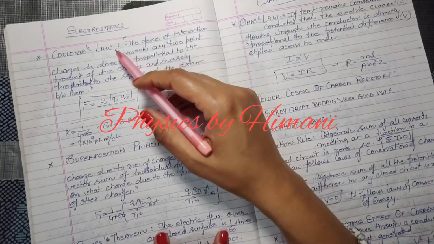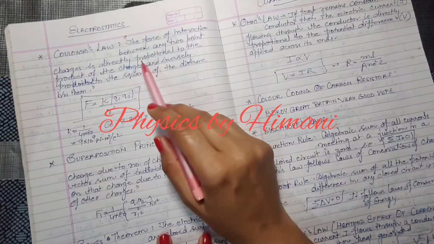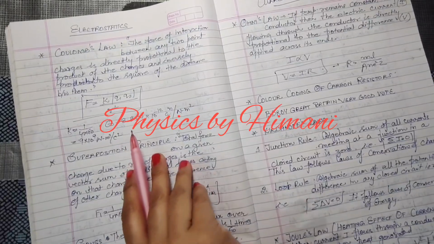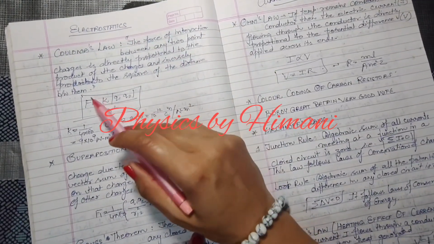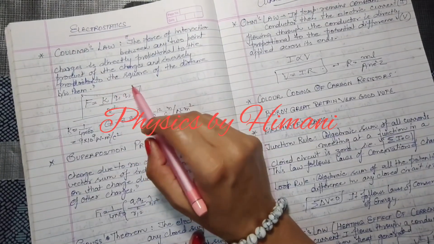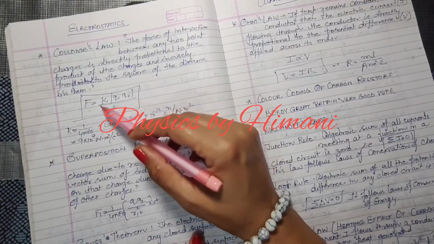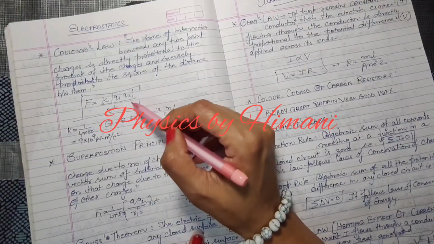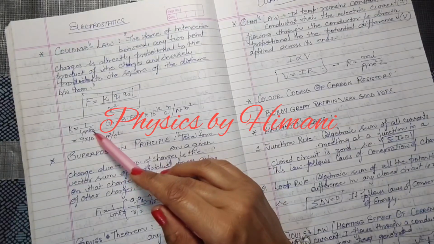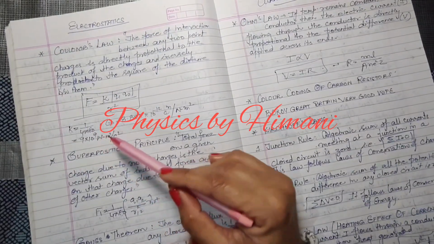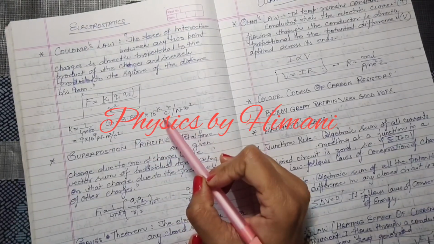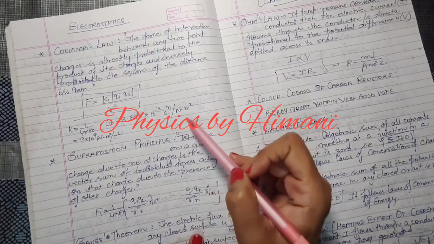Next, electrostatics. First law is Coulomb's law. What does Coulomb's law say? The force of interaction between any two point charges is directly proportional to the product of the charges and inversely proportional to the square of the distance between them. Formula is F is equal to K mod Q1 Q2 upon R square. K is equal to 1 upon 4 pi epsilon naught. Epsilon naught की value 8.854 into 10 power minus 12 Coulomb square per Newton meter square.